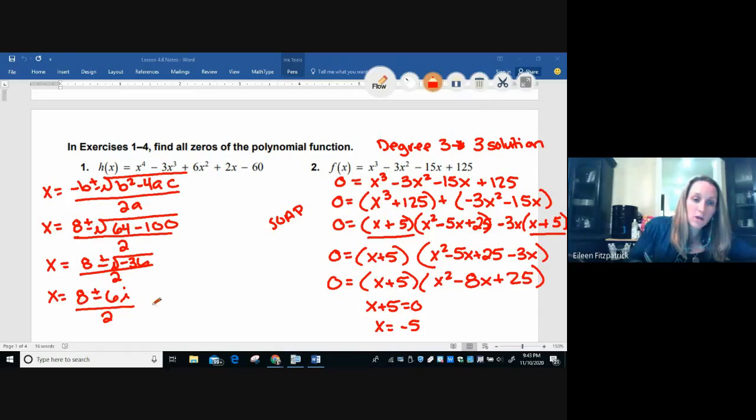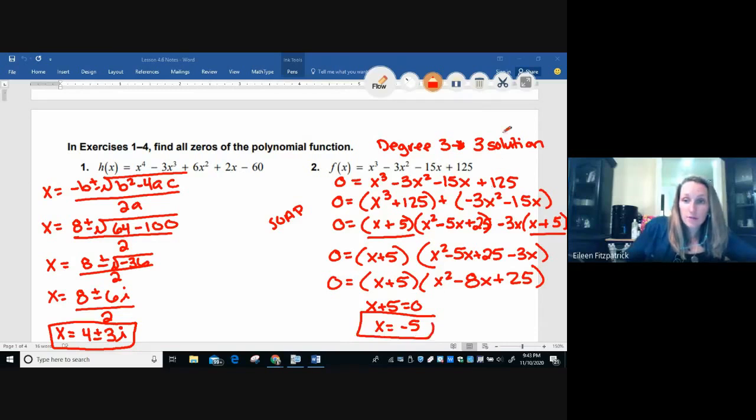Both are divisible by 2, so I can divide, and I have x is equal to 4 plus or minus 3i. All right, so 2 solutions here, right? You have 4 plus 3i, 4 minus 3i, and 1 solution here, -5. And you're supposed to have 3 solutions. So there you have it. All right, we did not start off with easy problems this evening.